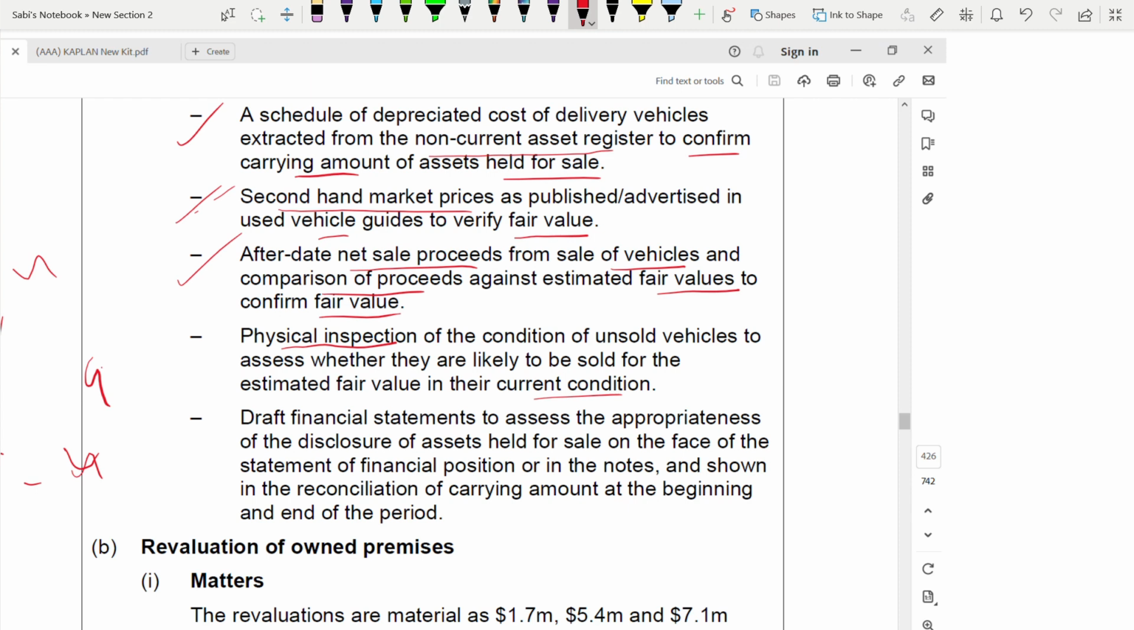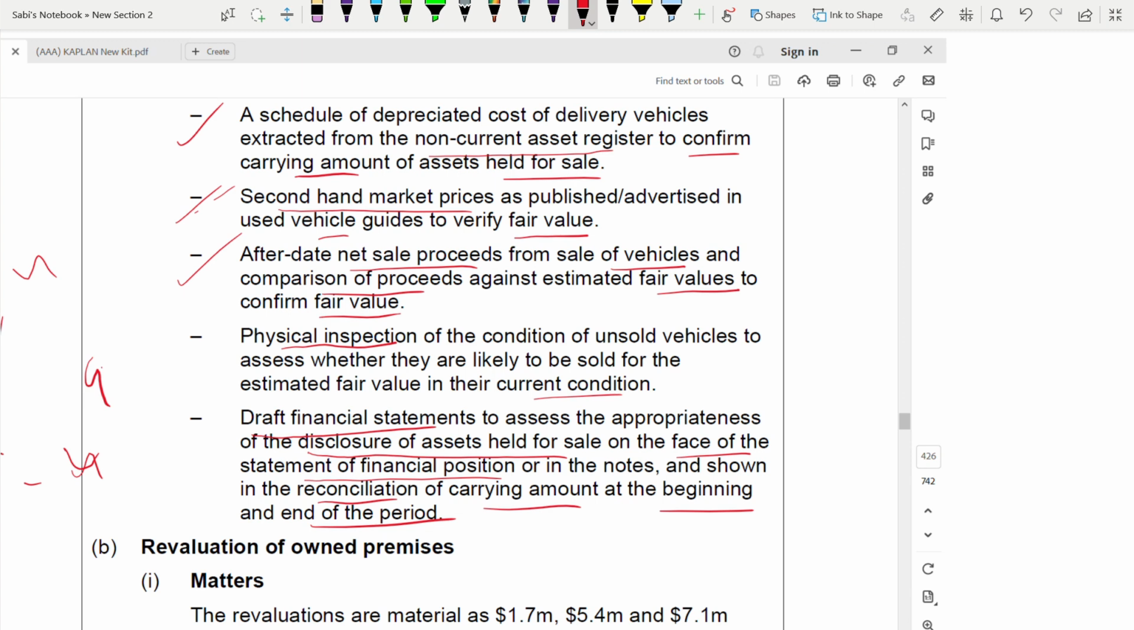Next, this is very common for anything. At the end, it's always the draft financial statement. This will be the last evidence. Draft financial statement to assess the appropriateness of disclosure, to see whether you have disclosed the assets held for sale on the face of the statement of financial position. You have to disclose it. And whether reconciliation of the carrying amount is shown at the beginning as well as at the end of the period. Two things: reconciliation of carrying amount and disclosure of assets held for sale. That's why you review the draft financial statement for these two purposes.